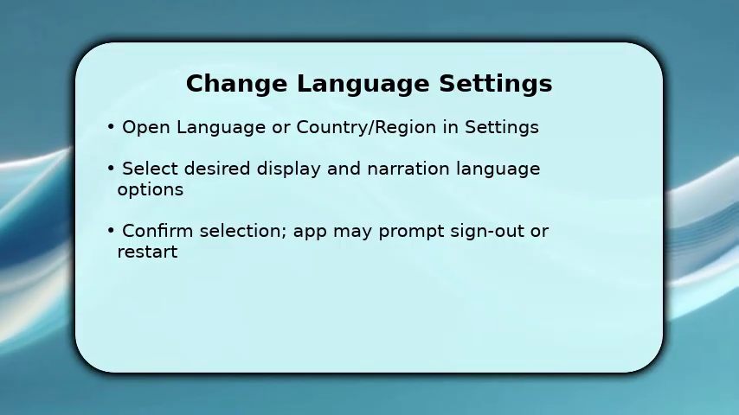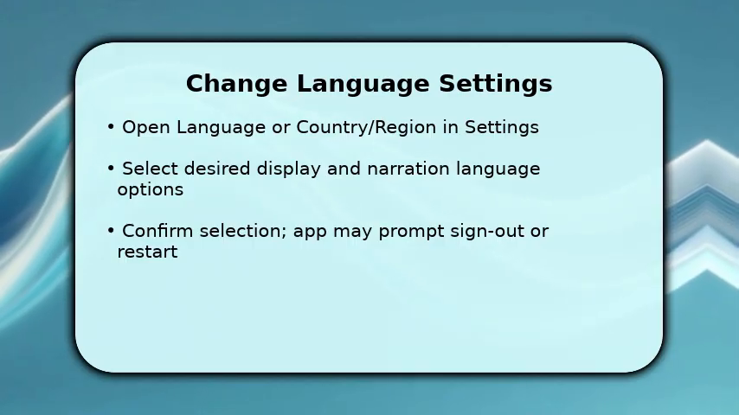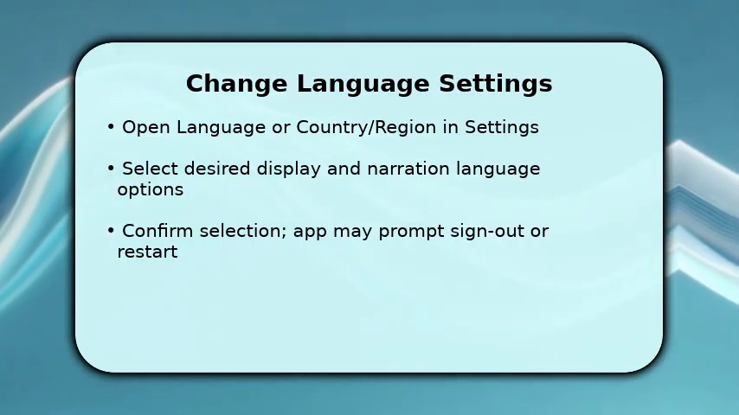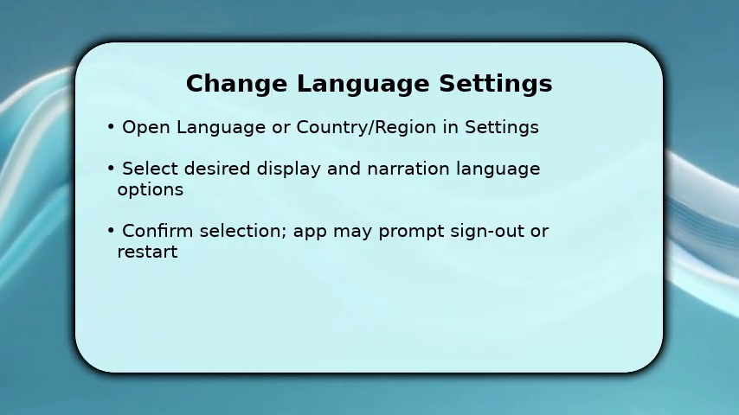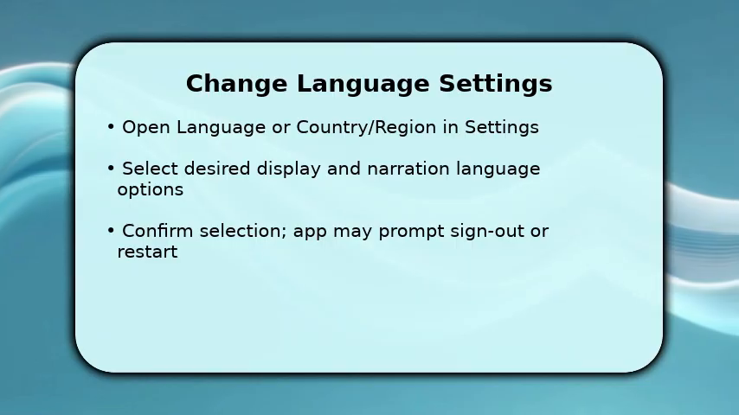Select your preferred display language first. This changes menus and labels immediately in many cases. Then, if available, pick Content Language Preferences to prioritize audiobooks and narration in that language. Make sure to confirm or save changes.